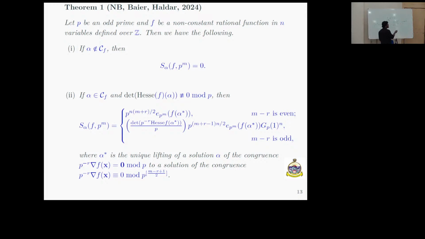And this alpha star is the unique lifting of the solution to the congruence p power minus r delta f x congruent to 0 modulo p, to a solution modulo a higher power of p, right? This is what we have in our case, whenever this m minus r is even and whenever this m minus r is odd.